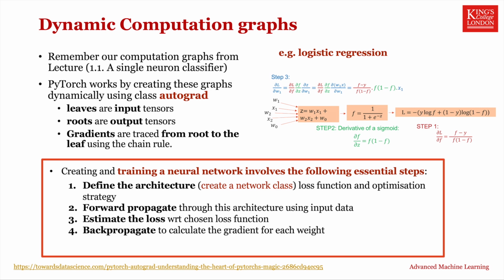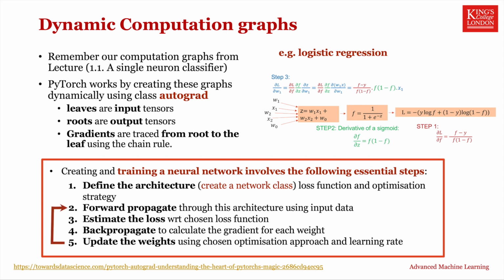Next, we have to tell Pytorch to backpropagate. Using partial derivatives that it calculates as it puts together its dynamic graph, it will plug the values of the variables in for that iteration and estimate the gradient. Once it's done this, it can update its weight tensors using its chosen optimization strategy and learning rate. Then it starts the process from steps 2 to 5 again until convergence.